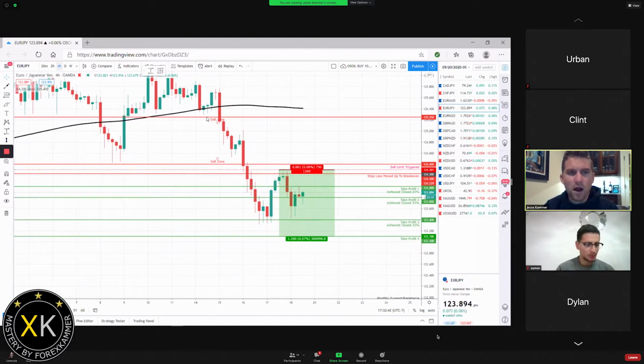Based off of that 4-hour time frame, I would love to see a kind of a retest of that 200 MA on that 4-hour time frame. As time goes on, this 200 MA is going to get lower and lower. So by the time we're actually looking to sell it, this 200 MA will actually be in the sells, and I'll be looking for a reject off of that 200 MA on the 4-hour time frame for Euro JPY.